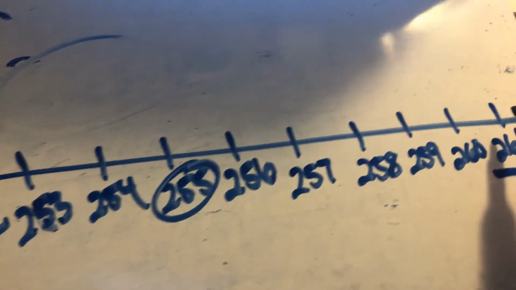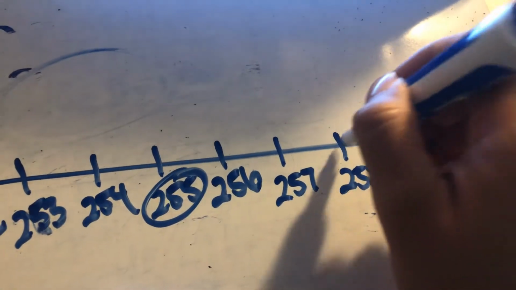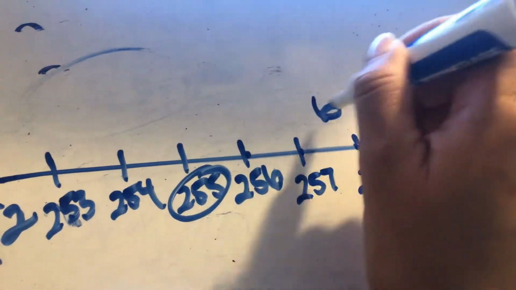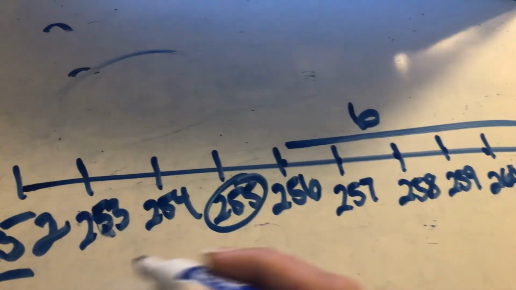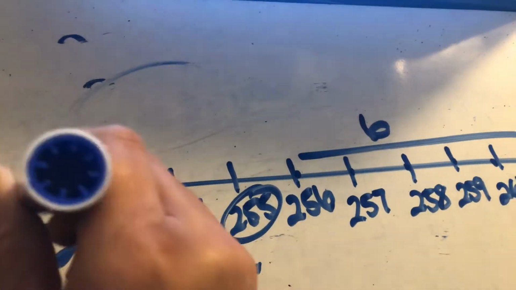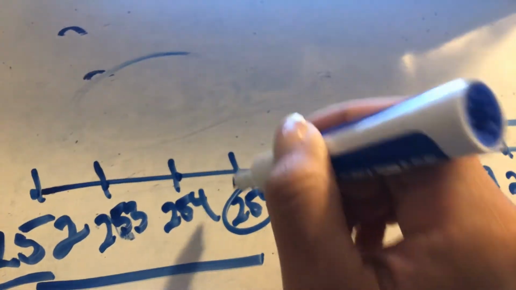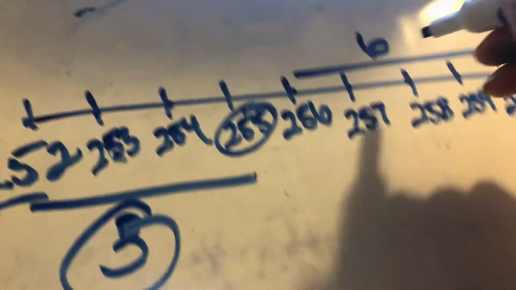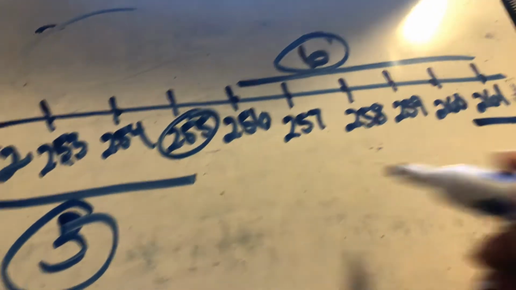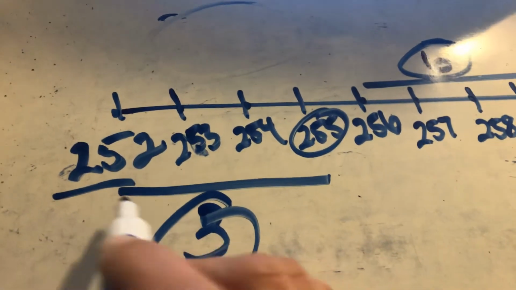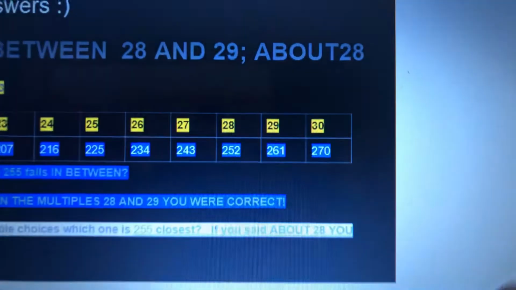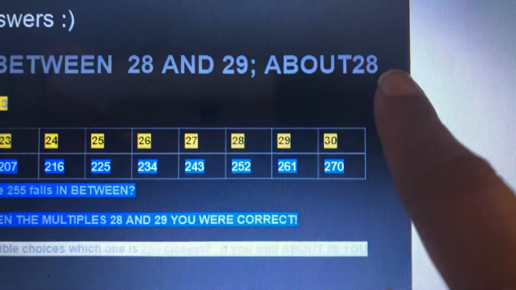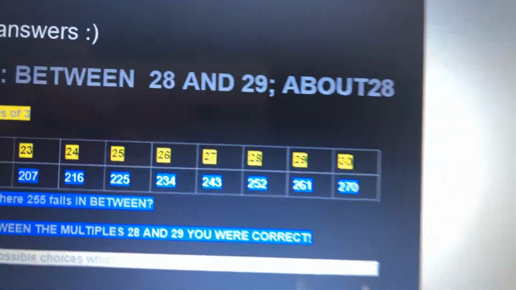Let's count the lines. We have 1, 2, 3, 4, 5, 6 right here. I can even just write it there so then you know. And then down here, we have 1, 2, 3, 3. Okay, so it would be closest to this one, right? It would be closest to the one that has 252, which is 28. So it should have been about 28.